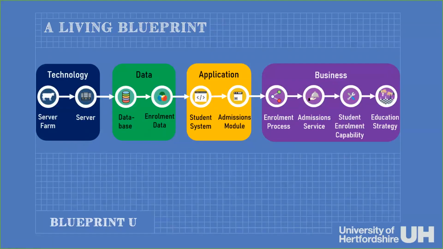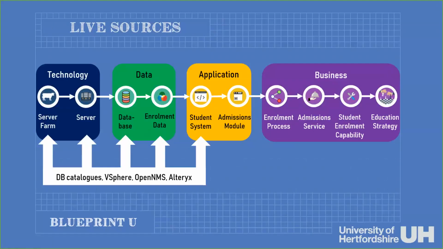So our university education strategy links to the student enrollment capability in this example, which then services the admissions, which of course leads to enrollment. Underpinning all of that, we have a set of applications, data and technologies. One of the issues of modeling absolutely everything is you can't do it all by hand. So one of the things we did was to go around all our systems and pull in the data as much as we could.